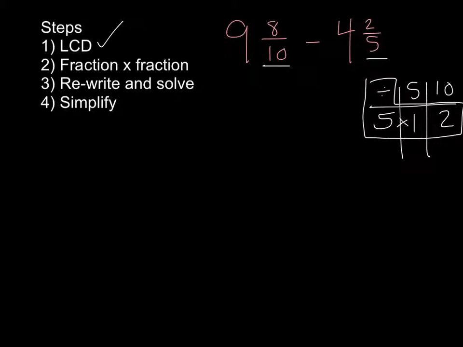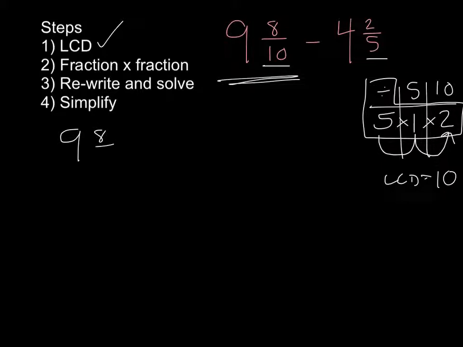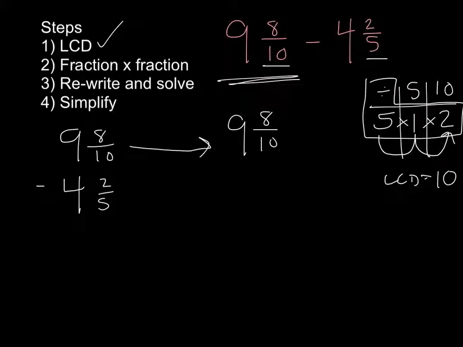Now I'm going to multiply everything inside the L. 5 times 1 is 5. 5 times 2 is 10. So the LCD is 10. And I see that 9 8/10 already has the denominator 10. I'm going to rewrite my problem, stacked. Since 9 and 8/10 already has 10 as the denominator, I'm just going to move it down.